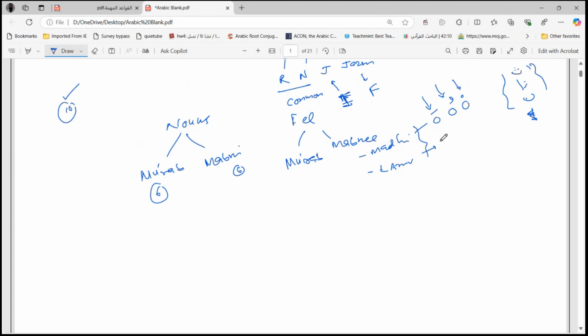Fail Amr is Mabni upon what the fail Mudare is made Majzoom upon. If fail Mudare is Majzoom with Sukun, then fail Amr in that case will be Mabni ala Sukun. If it is Majzoom with hadhf an-noon, fail Amr will be Mabni ala hadhf an-noon. And if it is Majzoom with hadhf harf al-illa, then fail Amr will be Mabni ala hadhf harf al-illa. This is what we studied about fail Amr, and this ends the discussion of Madi and Amr.